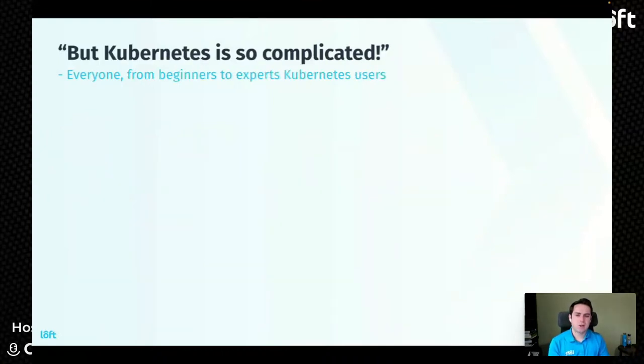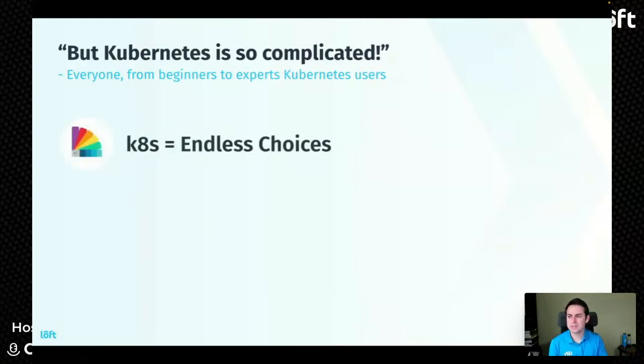So how can we solve this nevertheless? Kubernetes is complicated. Everyone from beginners to experts sees that. How can we actually get around Kubernetes being so complicated? That is still an open question. Kubernetes has endless choices in its ecosystem. And that's really great because, look at the CNCF landscape. Sparing you that image that you see in every second talk, but there are thousands of tools on there being created in the open source space.